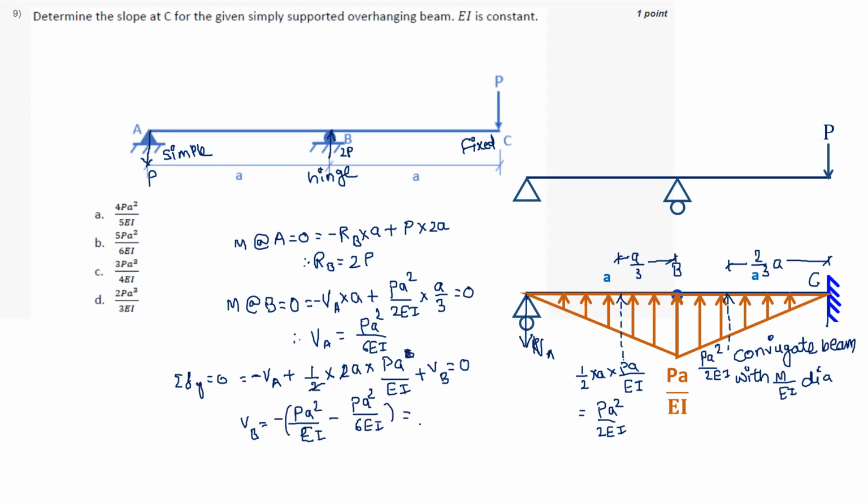If we solve this, we have minus 5 PA square upon 6EI. This will be downward; we have considered upward, so the answer is minus. So we have VC downward. Therefore the slope theta C equals VC, equal to 5 PA square upon 6EI. Option is B. Now we are interested to find, next, the deflection at C.